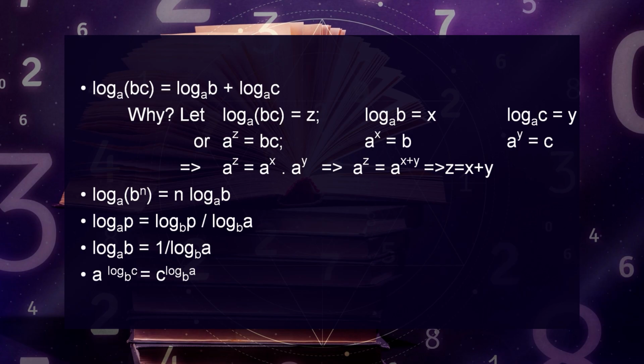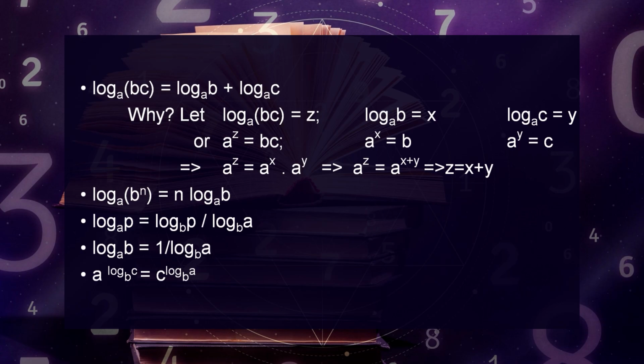That means a to the power z equals a to the power x plus y, which implies the value of z equals x plus y. Now what was z? Z was log bc. What is x? Log b, and y is log c, all with base a, and hence you have proven the basic corollary that log bc with the base a equals log b plus log c, both having base a.